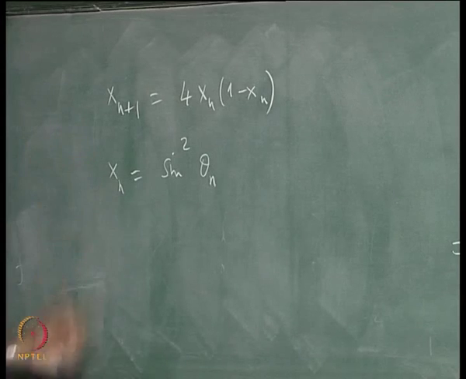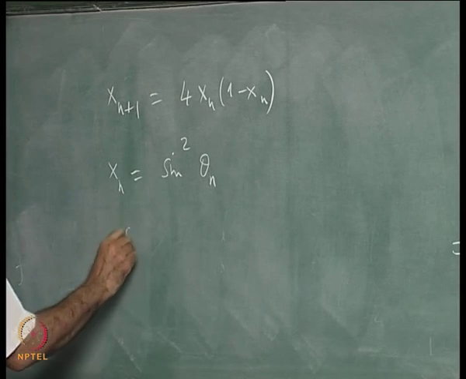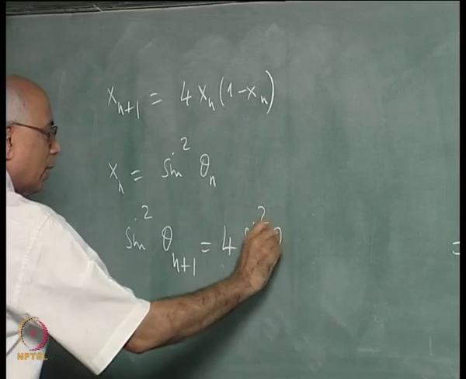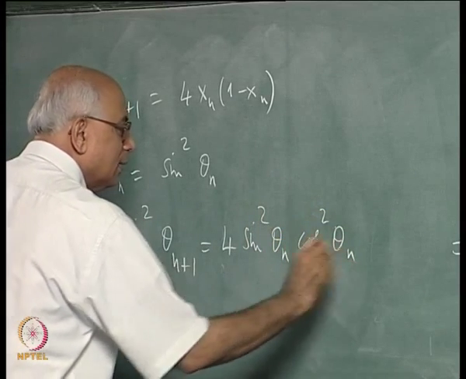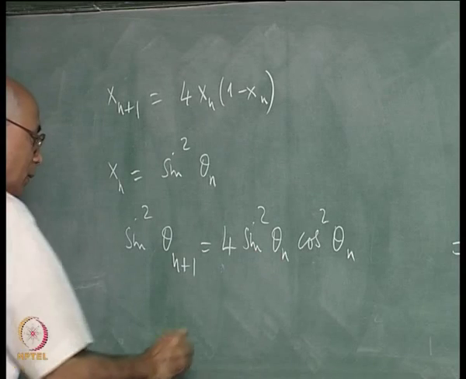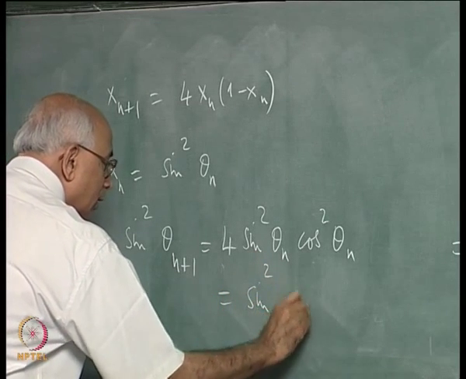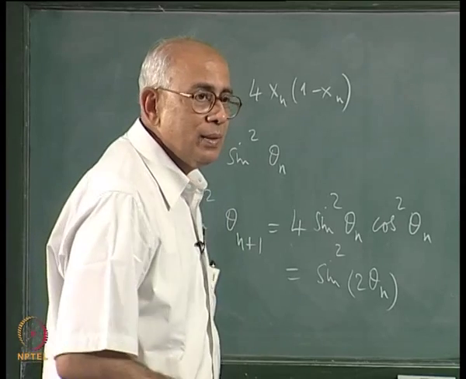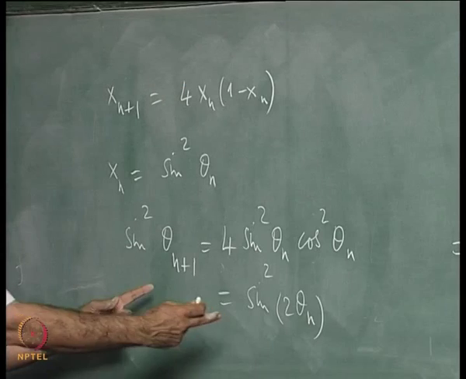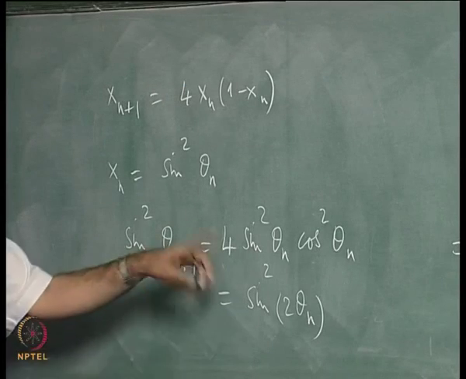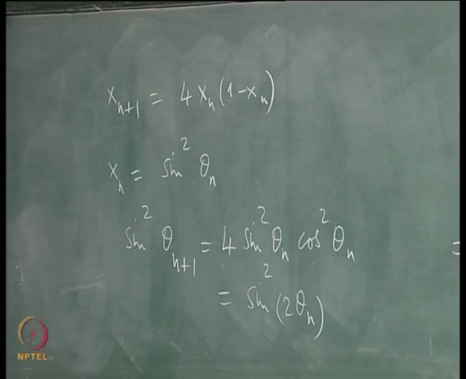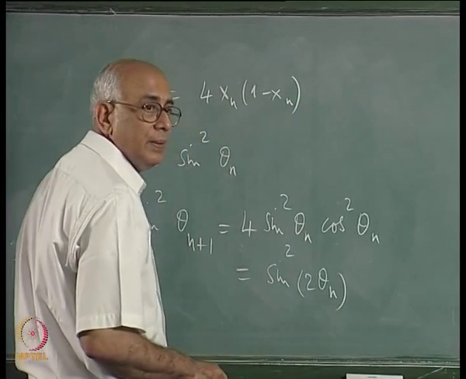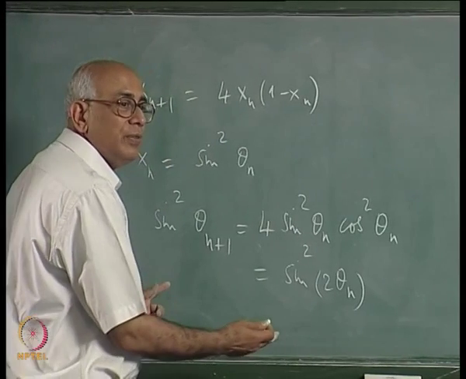What happens to this map? It says sine squared theta_(n+1) equal to 4 sine squared theta_n cos squared theta_n, but that is equal to sine squared 2 theta_n. So as long as we define the range of theta properly, it looks like theta_(n+1) is twice theta_n. We could put in a pi to make sure everything runs from 0 to 1 instead of 0 to whatever, right? But that is solvable, that is the Bernoulli shift.